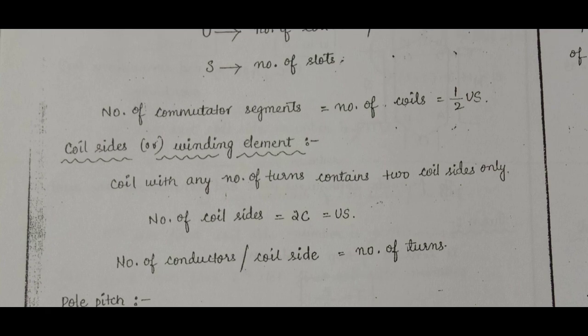Number of commutator segments equals number of coils, and here number of coil sides equals 2C, that is U into U, where U means coil sides per slot. Number of conductors per coil side equals number of turns.